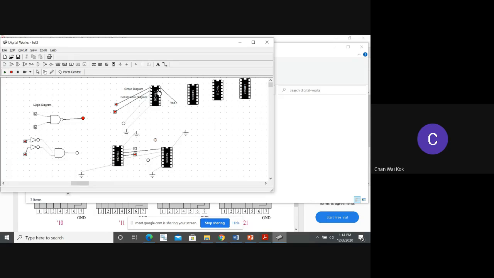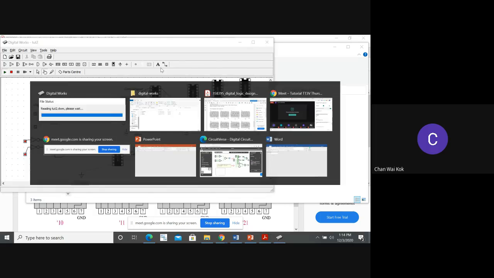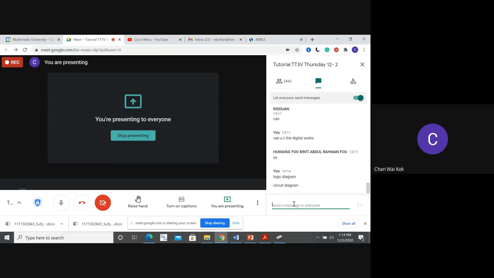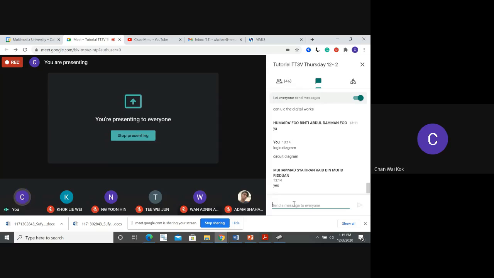Are you all clear now with the logic diagram and the circuit diagram? You all clear? Yeah. You can actually download the Digital Works and play with it. It's free of charge. 20 years ago, we also still used it. Year 2000, we also used it in MMU.